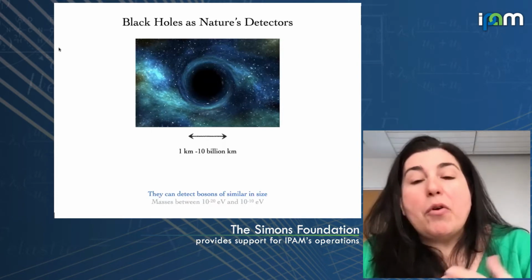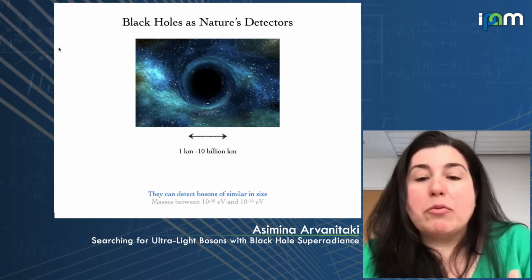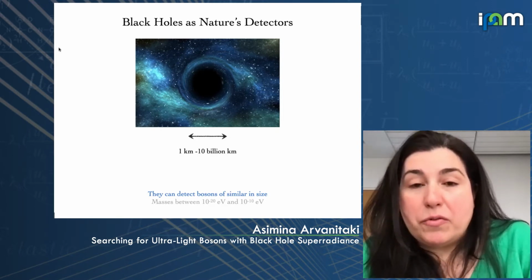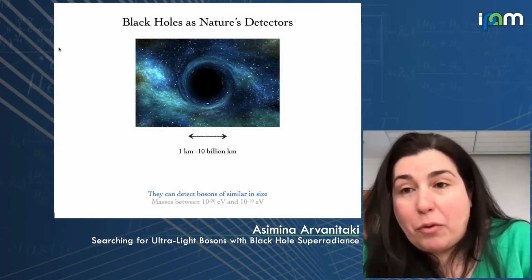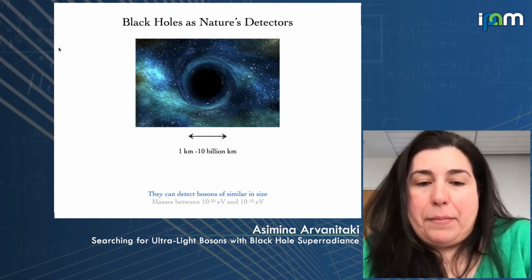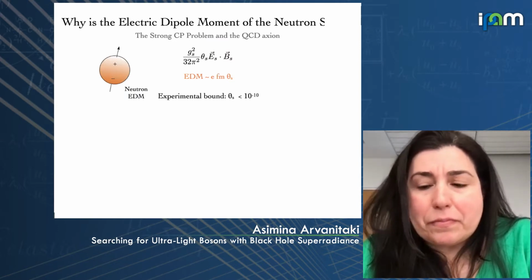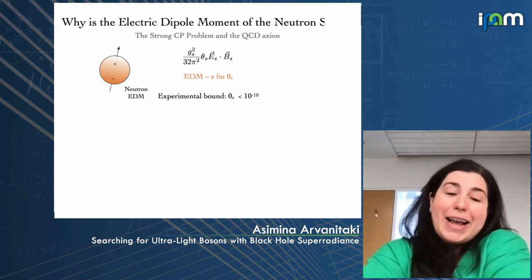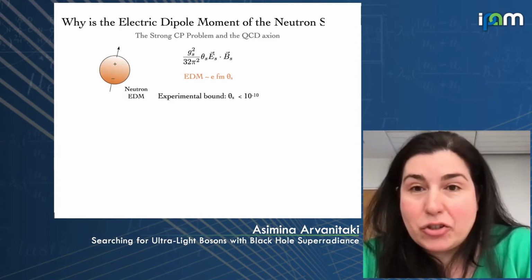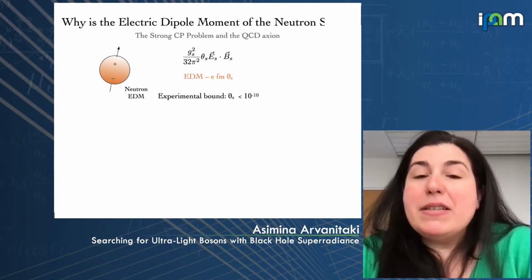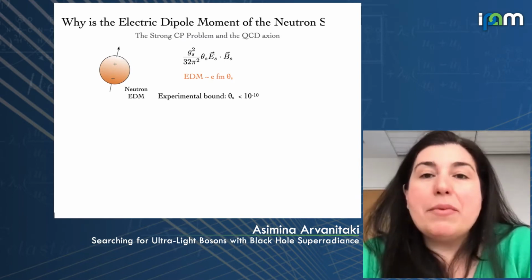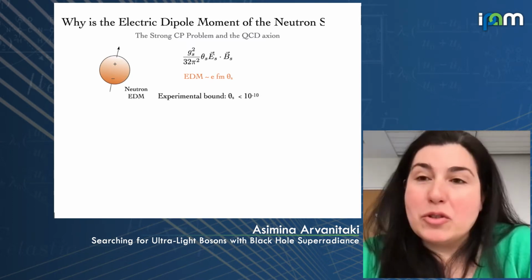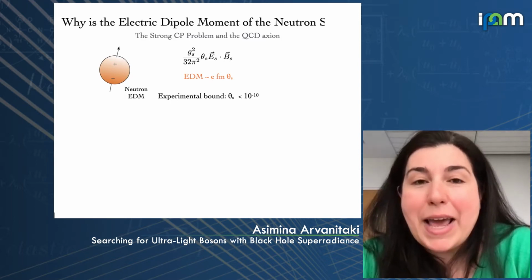Now, before I tell you the physics behind this effect, I would like to give you a motivation for why these types of particles, these very light bosons, are good things to be looking for through black hole superradiance. Such particles arise naturally in many extensions of beyond the standard model physics. Perhaps the most famous ultralight boson is the QCD axion, which was proposed more than 40 years ago to explain an existing problem in the standard model.